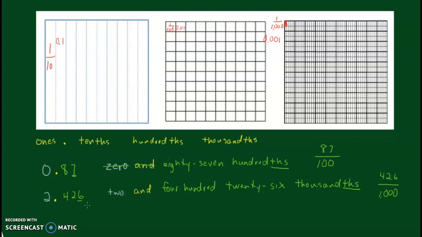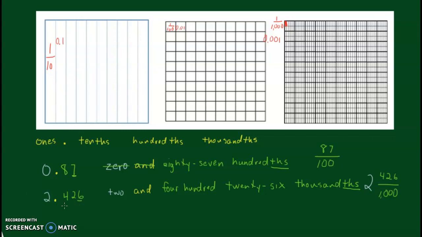And since we have a whole number 2, we're going to add that, and we'll have 2 and 426 thousandths. Both the fraction and the decimal are both read the same way. On your home link, they're going to ask you about the different places and what the value of each one is. So let's look at this 4 first.